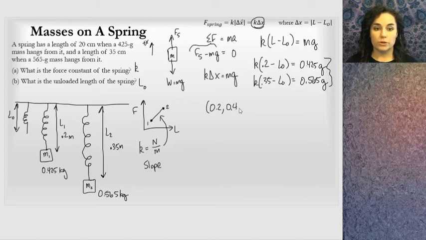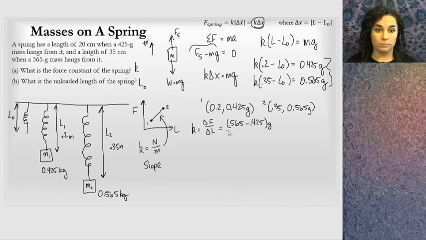So I'm going to put 0.425 times gravity in there. So that's my first point, and my second point is going to be 0.35 and then 0.565 g. When I do K equals change in the force over change in the length, I will get 0.565 g minus 0.425 g, and I'm going to factor g out right there, divided by 0.35 minus 0.20. All right, this is going to give me the K value right away.